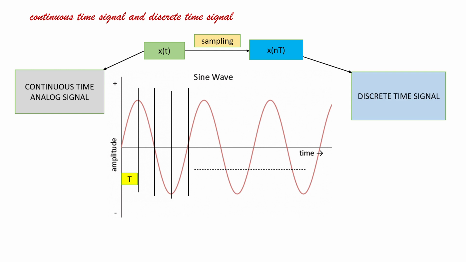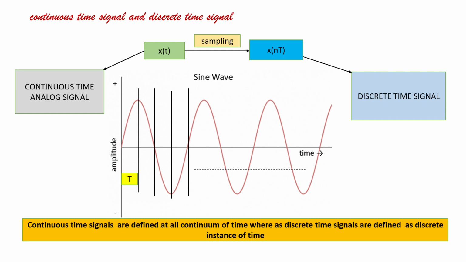So I conclude in this way: continuous time signals are defined at all continuum of time, whereas discrete time signals are defined at discrete instances of time. So in a discrete time signal, time is in discrete instances.